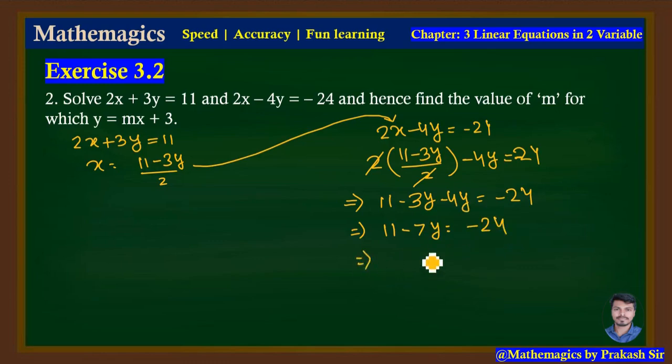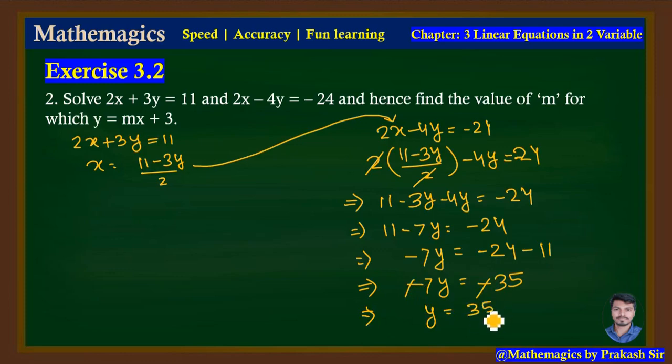Implies that minus 7y I am keeping it here, minus 24 is there, 11 will go that side and that become minus 11. Implies that minus 7y is equal to, both are negative, so 4 plus 1 become 5 and 2 plus 1 become 3, minus 35. Both the minus is getting cancelled, so that's why y is equal to 35 by 7.